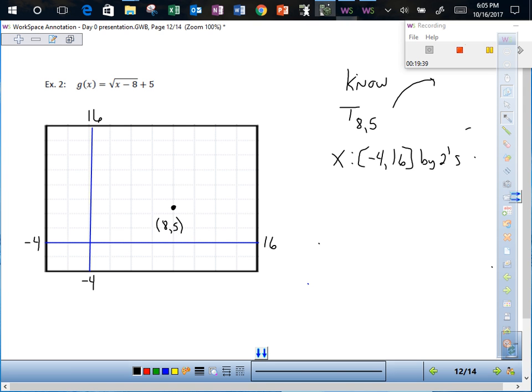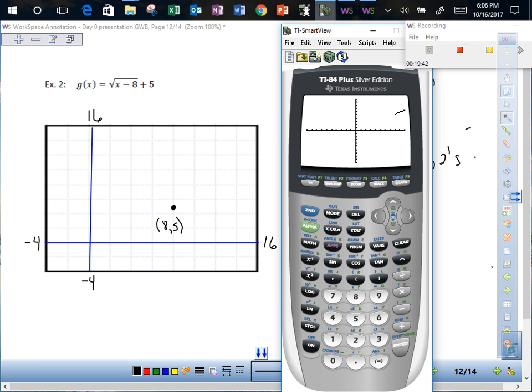Let's keep this simple. I'm going to change my window a little bit. I'm going to go from negative 4. I want to cover at least 16. The reason I'm going to do that is I need one more point to make this look good. So I'm going to go trace 16 and see what I get.